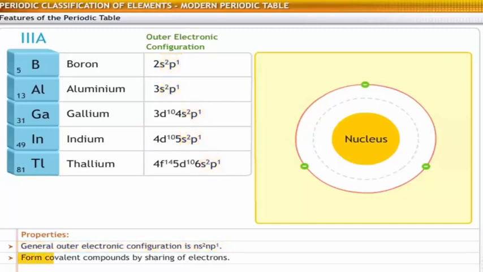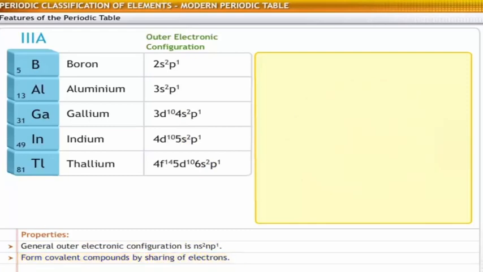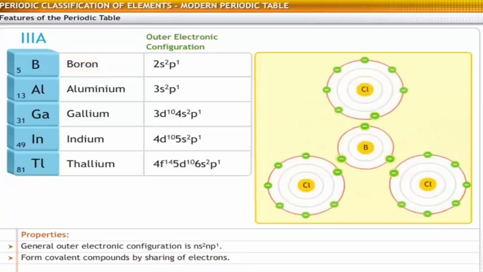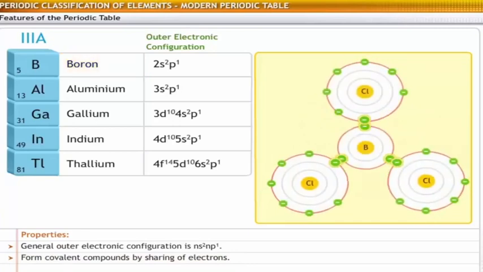These elements form covalent compounds that are formed by mutual sharing of electrons. For example, boron trichloride is formed by the sharing of 3 electrons between boron and chlorine.